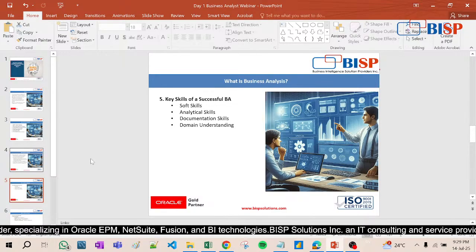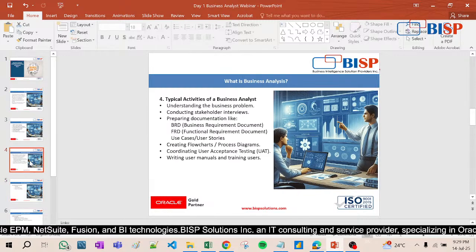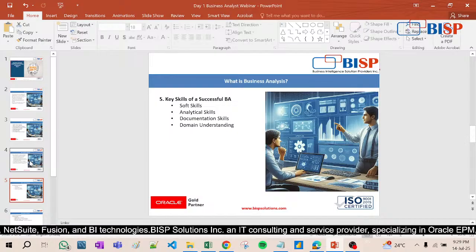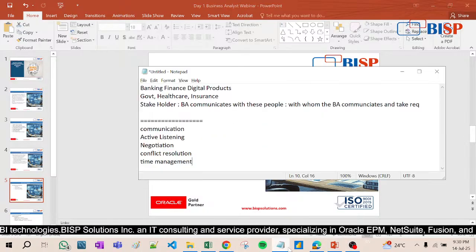And the fifth is time management. So time management means exactly what? Time management means conducting meetings on time, right? If any meeting is delayed, that means the further meetings will also be delayed, right? So in this way these things come under soft skills.